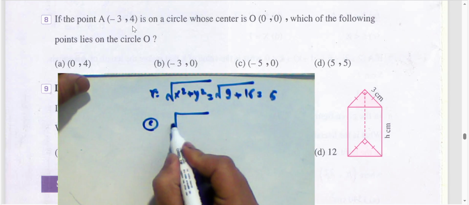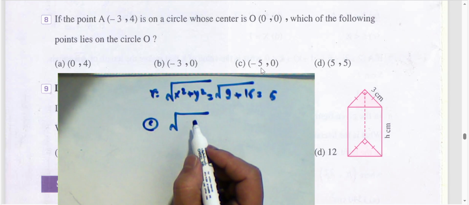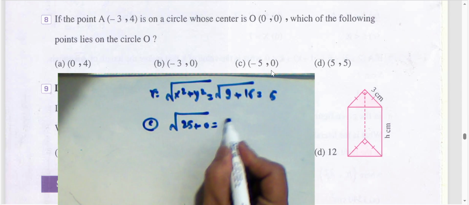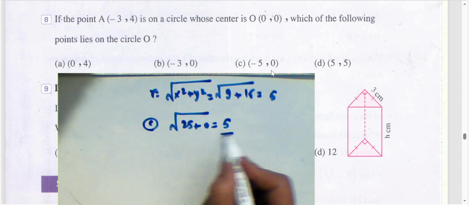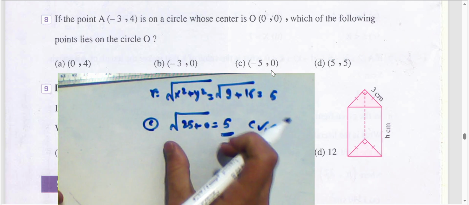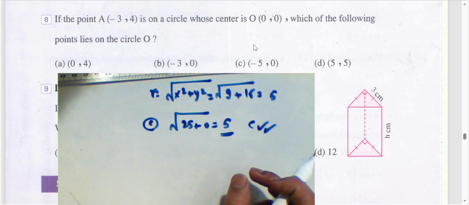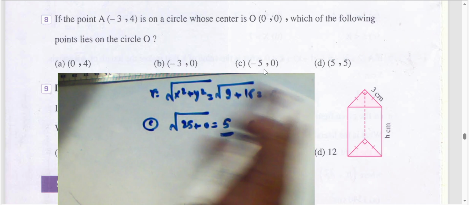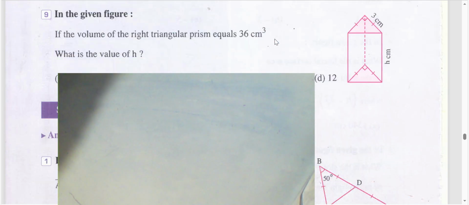Why? Because the square root of x power 2 is 25, and 0 power 2 is 0, the result is 5. The answer is letter C, because the radius is 5 centimeters, equal to the distance from 0 to point A. The distance between the origin and negative 5, 0 will be the same radius, 5 centimeters. Okay, understood? Next question.